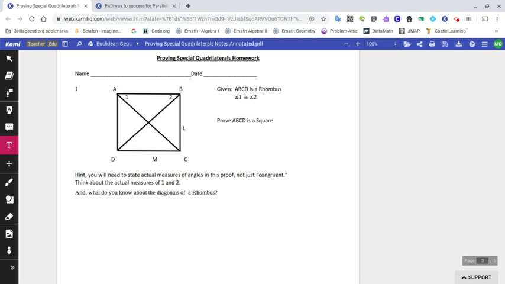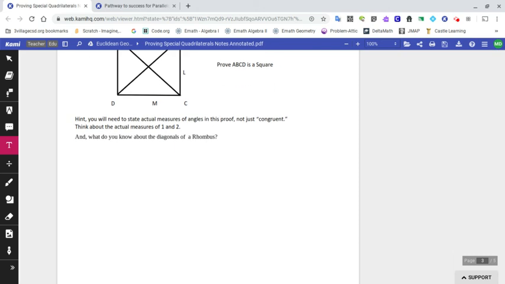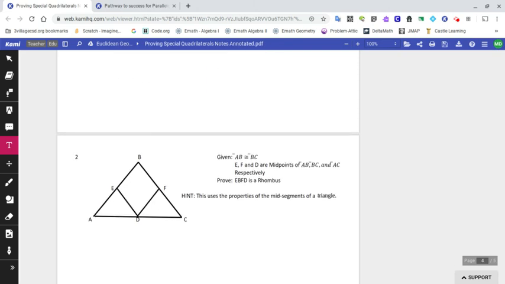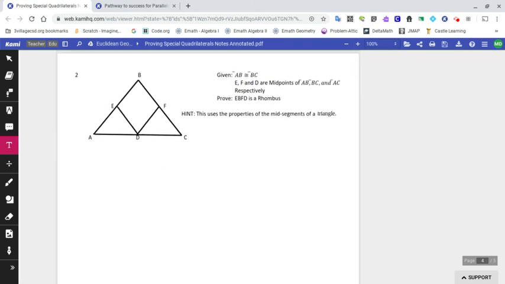Also, what do you know about the diagonals of a rhombus? We've talked about that many, many times. The diagonals of a rhombus should pop right into your head, and that should help you with that one. I'm going to give you a hint on the second one also. There's a little bit different looking diagram.